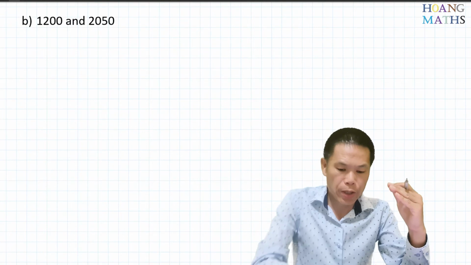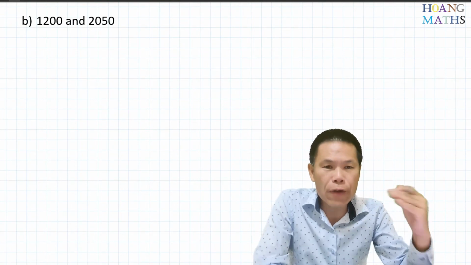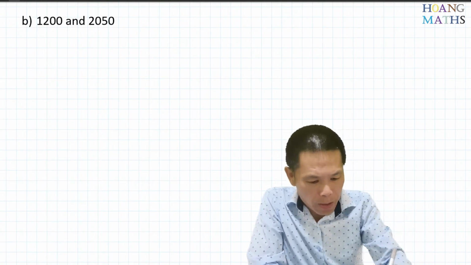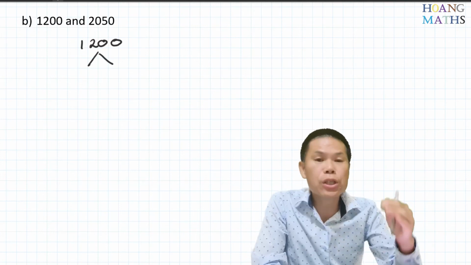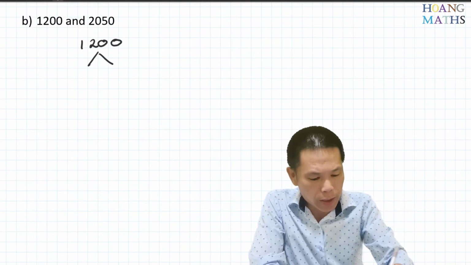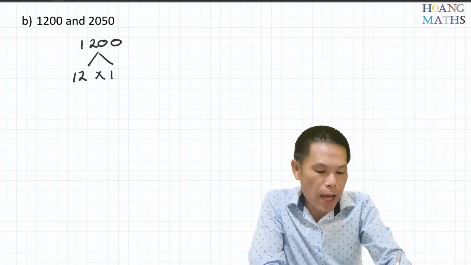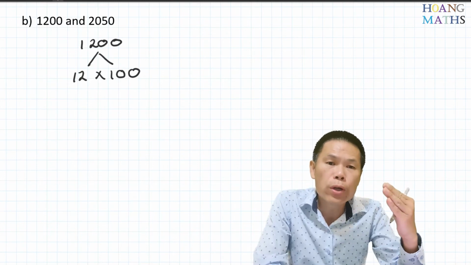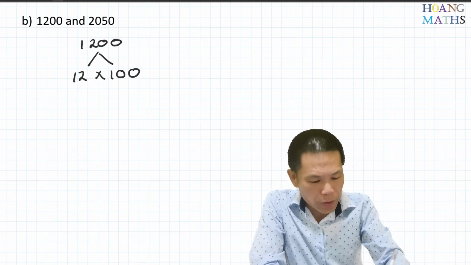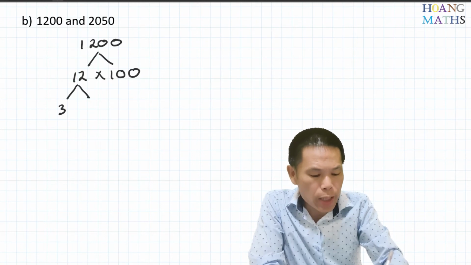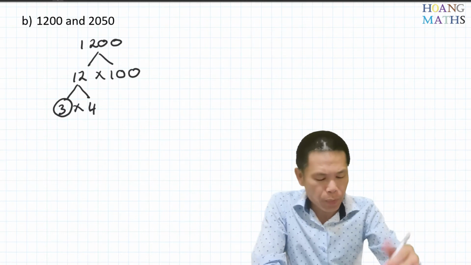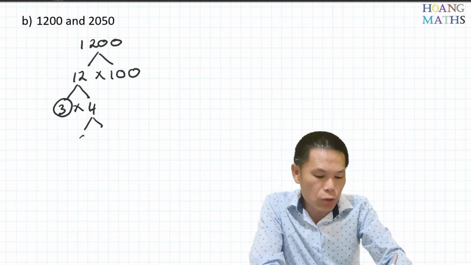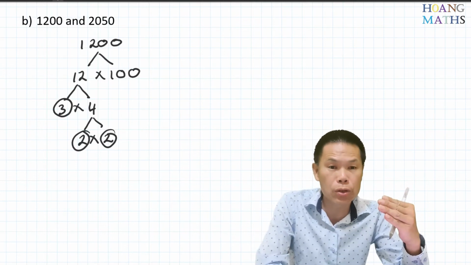Last one. So again, we just draw a factor tree for both numbers first. So 1,200, which is 12 times 100, right? So 12 times 100. Then 12 is 4 times 3. So I just write here, or 3 times 4. And 3 is a common factor. Then 4 is 2 times 2. And we circle it because we're done with these two numbers, right?